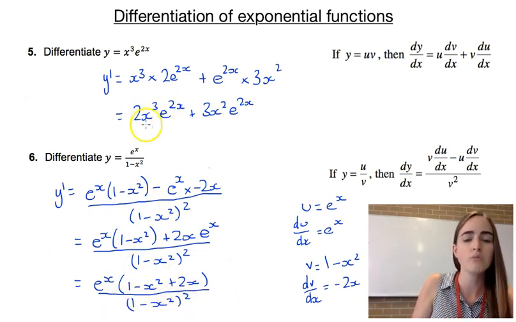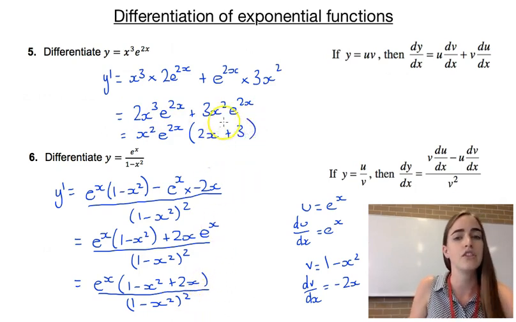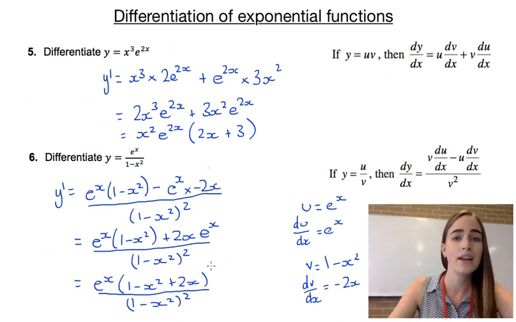Now we could have pulled out a common factor up here as well. If we wanted to pull out a common factor, it would have been x squared e to the 2x. And that here would have left us with 2x. And we would have had 2x plus 3 in that bracket there. Both of those answers are correct. It just depends whether you want to factorize or not. All right, so that's how we can incorporate exponential functions into our regular differentiation rules.